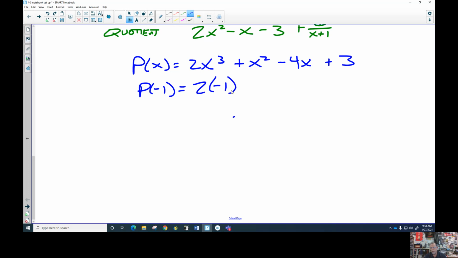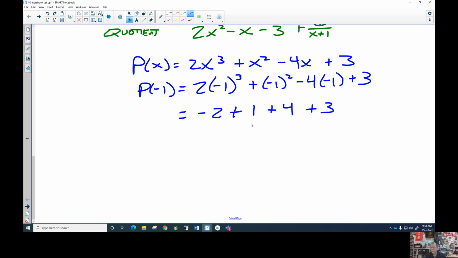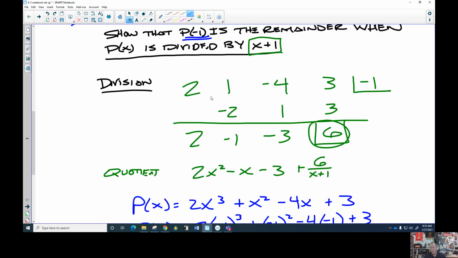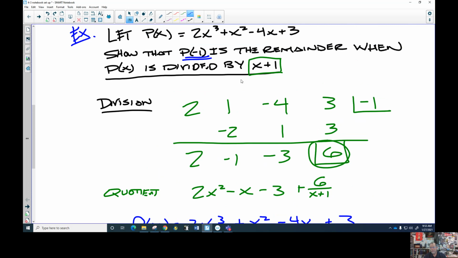So 2 times negative 1 cubed plus negative 1 squared minus 4 times negative 1 plus 3 is what we're looking for. Negative 1 cubed is negative 1 times 2 is negative 2. Negative 1 squared is 1. Negative 4 and negative 1 multiplied is a positive 4. And then we have plus 3. So we're adding 8 to negative 2. That would give us 6. Notice it said let p of x be this. Show that p of negative 1 is 6, is the remainder when p of x is divided by x plus 1.